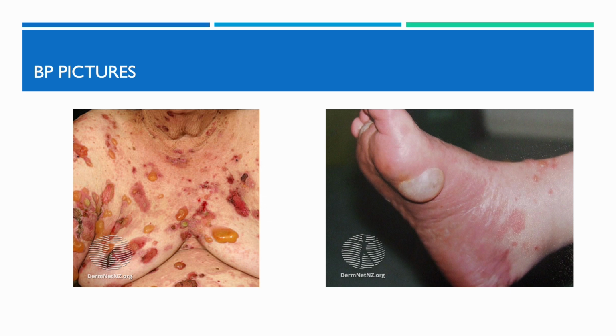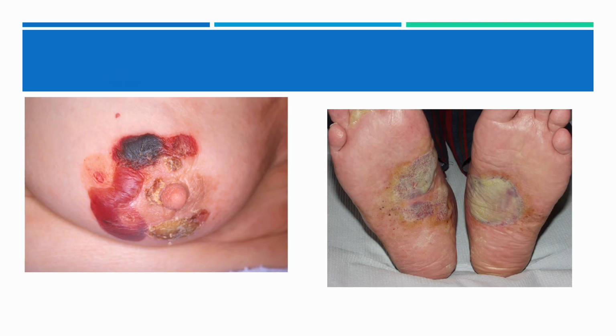Bullous pemphigoid is commonly seen over the trunk and limbs, but also on the feet, as seen in the image on the right-hand panel. The blisters are often hemorrhagic. As you can see in the image of the nipple, there is a large blister which is hemorrhagic. This blister has been present for a couple of months and is localised bullous pemphigoid of the breast. Again, you can see hemorrhagic blisters on the soles of the feet on the right-hand panel.